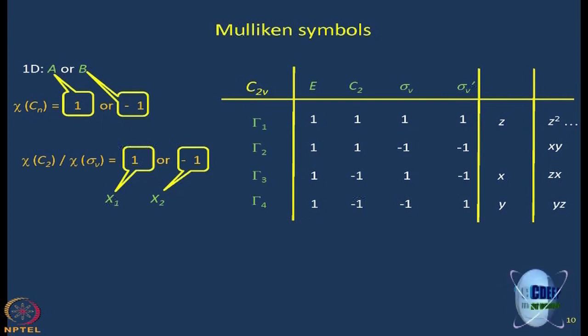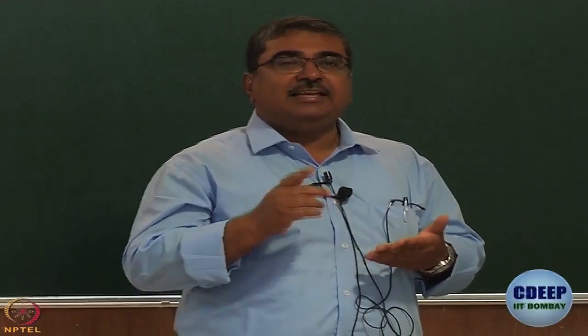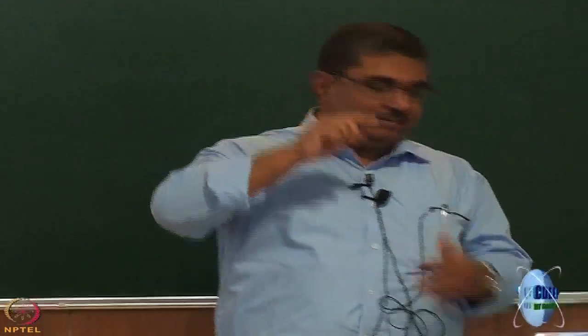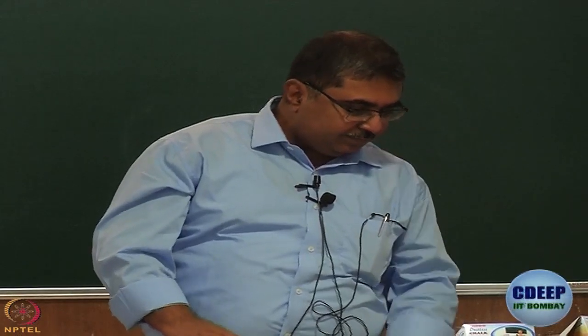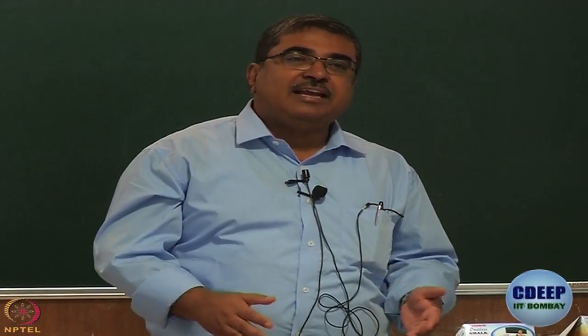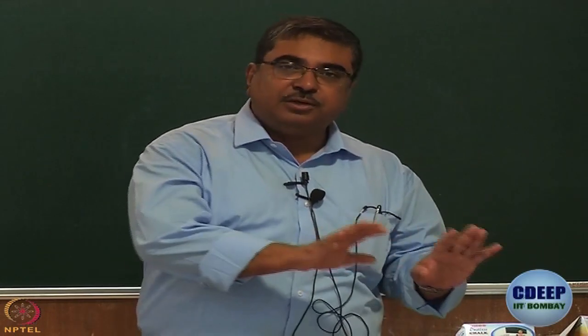Now, what we have not talked about so far is sigma H. We are going to show you some examples. Wherever there is a horizontal plane of symmetry, if you have a one dimensional representation which is symmetric with respect to sigma H, where the character is +1, then you use a dash. If it is antisymmetric, where the character is -1, then you use a double dash. We will show you examples shortly.